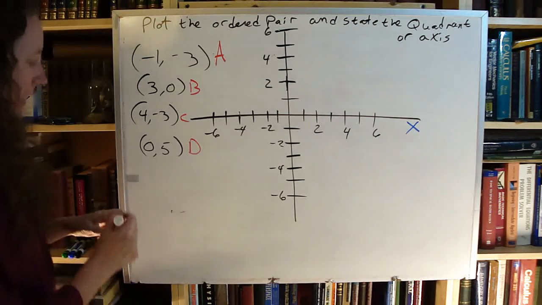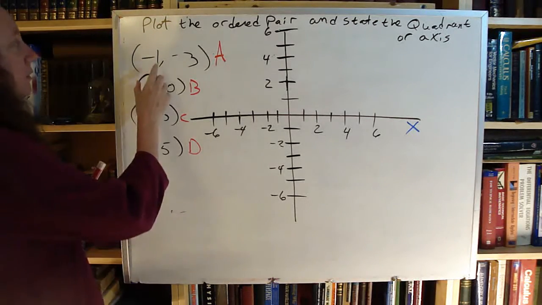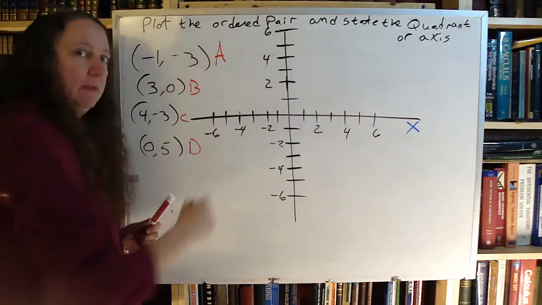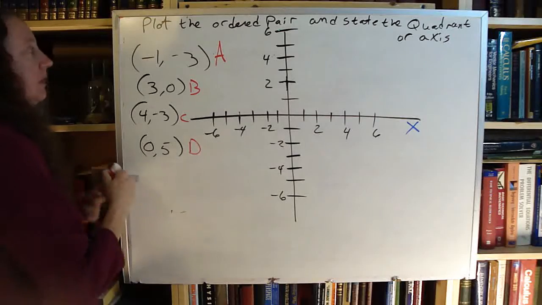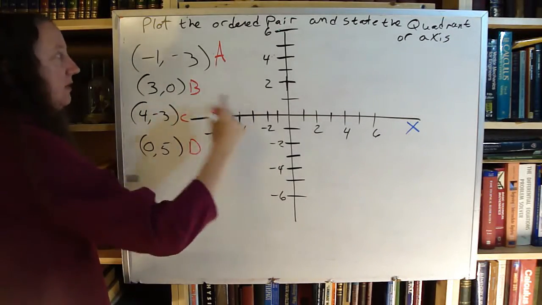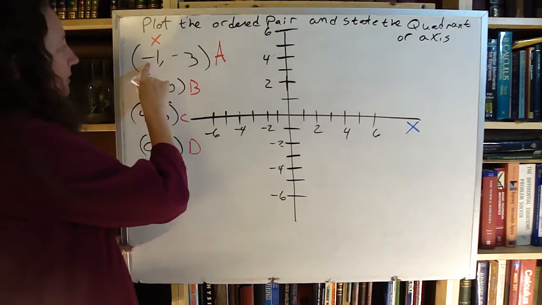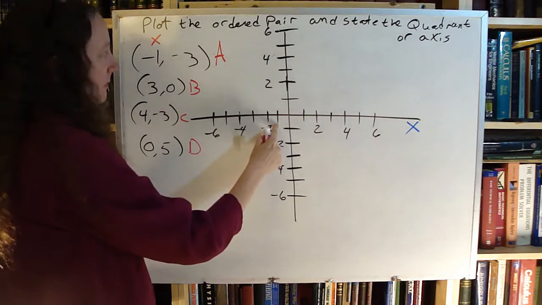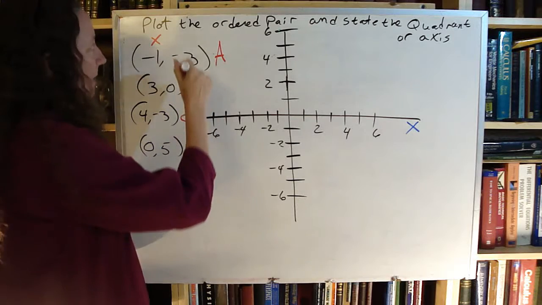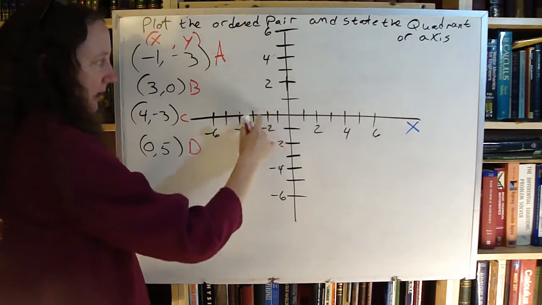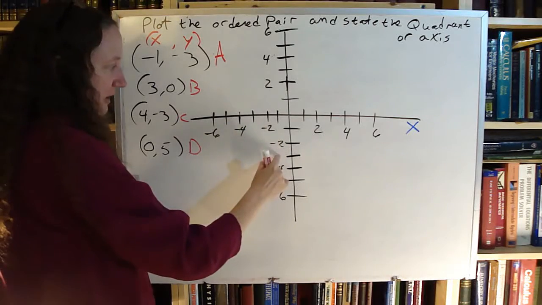-1, -3. So remember with these, you gotta run to the tree before you can climb the tree. So my left-right is coming first. So -1, -3, that's my y value. -1 is this way, -3 down here.